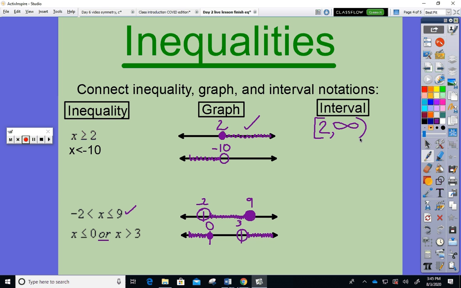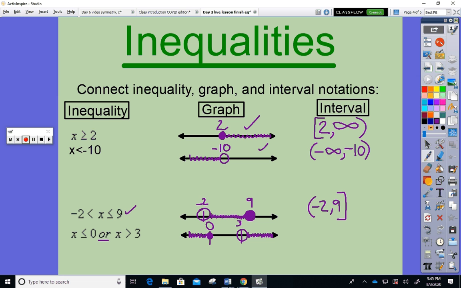In the second example, the shaded region extends forever to the left to negative infinity, but it's bookended on the right by negative 10. In the third example, the interval's completely bounded. It's completely bookended, so no infinities here. So you're saying the left bookend is negative 2 and the right bookend is 9.